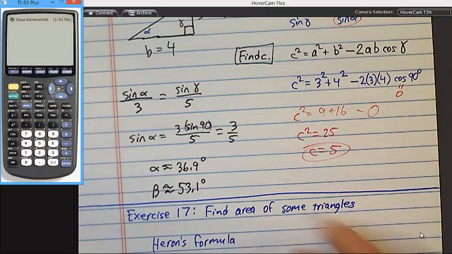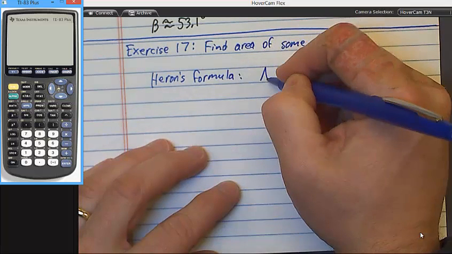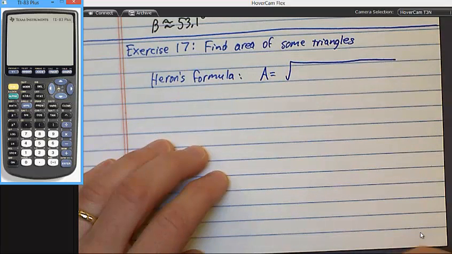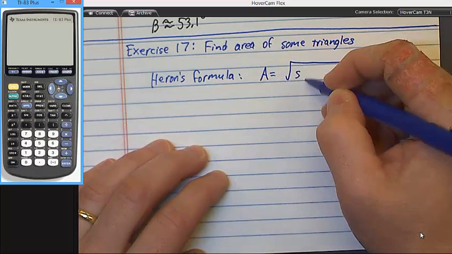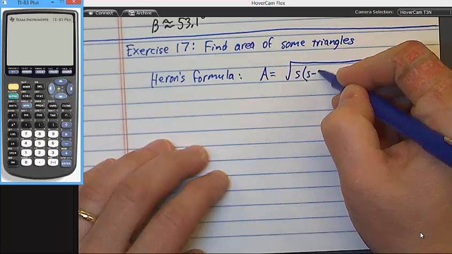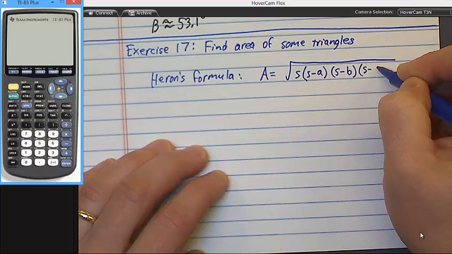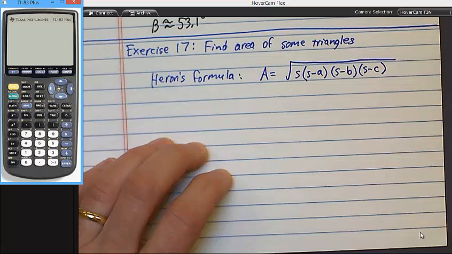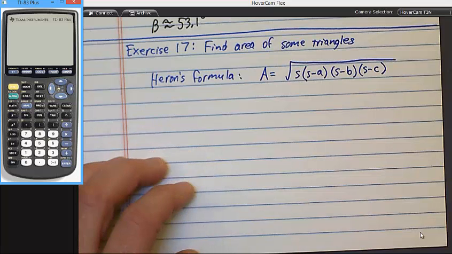So Heron's formula is the following. Heron proved this in about 200 AD. He's one of the ancient Greek geometers. And he proved that the area is equal to the square root of S times (S minus A) times (S minus B) times (S minus C). Those aren't 5s, that's an S. And I have to say what I mean by S. S is what's called the semi-perimeter.